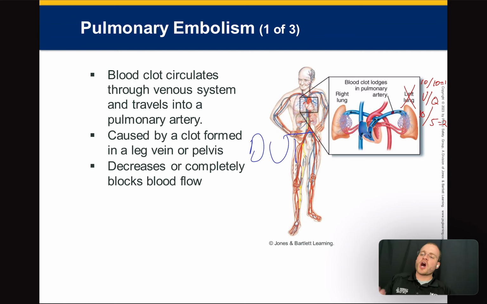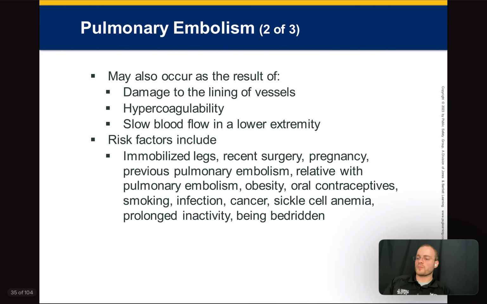And so that'll launch off and it'll travel up to their pulmonic artery and it'll block off the blood highway to that section of the lung. And that is a pulmonic or pulmonary embolism. It may also occur as a result of damage to the lining of vessels or hypercoagulability, right? So if our blood likes to clot really easily, then that's how this can happen. And slow blood flow in a lower extremity.